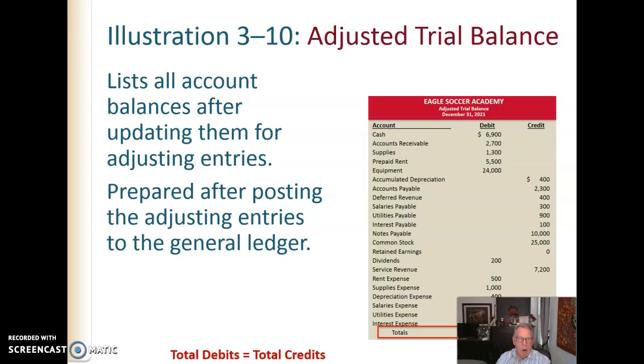We've updated all these accounts for the adjusting entries. And of course we prepare that after posting the adjusting entries to the general ledger, pretty obviously. Again, our total debits have to equal our total credits. So here's Eagle Soccer Academy, with all its adjusted trial balance accounts. You'll notice that this includes all the accounts of the company that have a balance.